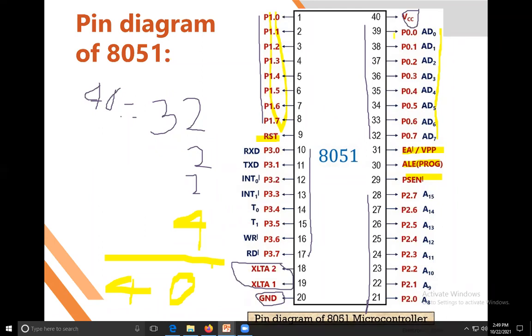Another is port 2. Port 2 is multiplexed with the higher order address bus, not the data bus, because data is only 8 bit.